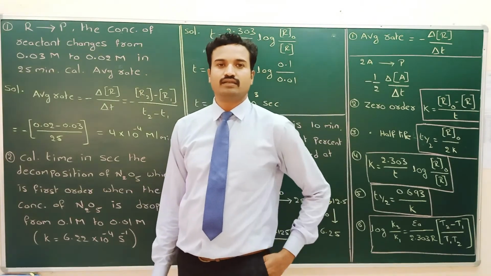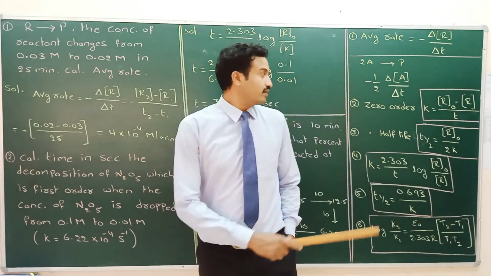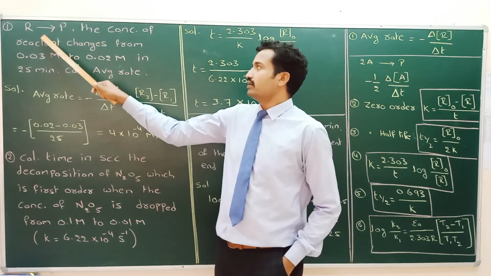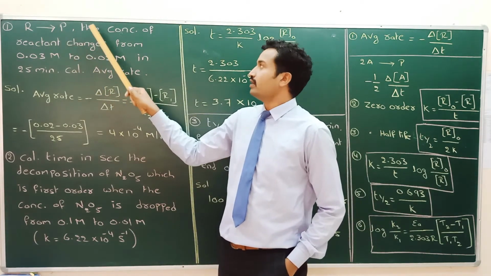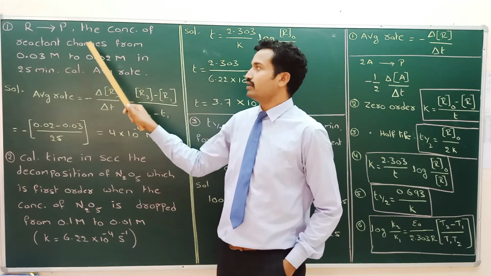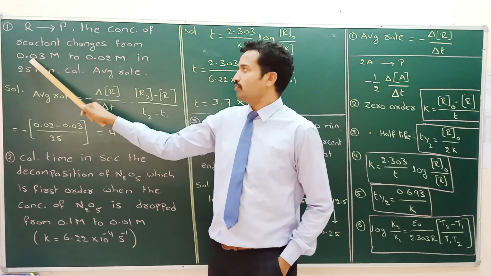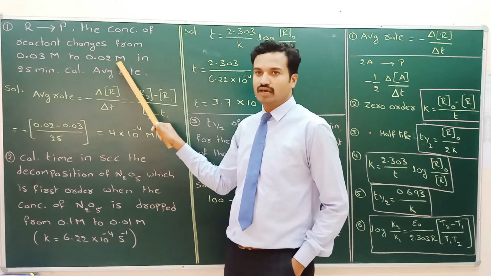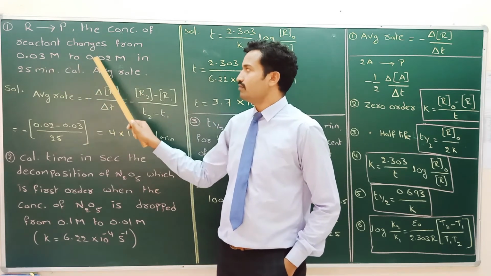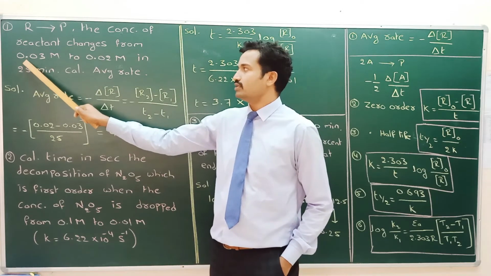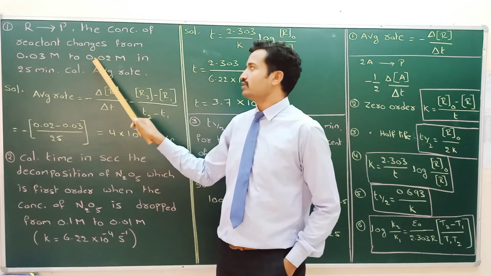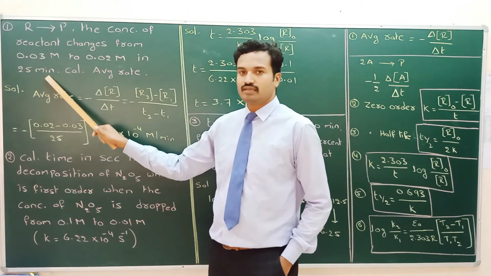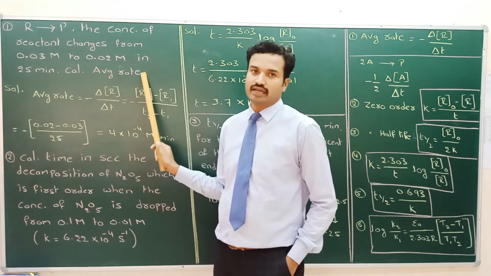Next we will see the numericals related to these formulas. First numerical: a reactant is converted into product. The concentration of reactant changes from 0.03 molar to 0.02 molar. Initial concentration is 0.03, final concentration is 0.02 molar. Time is 25 minutes. Calculate the average rate.